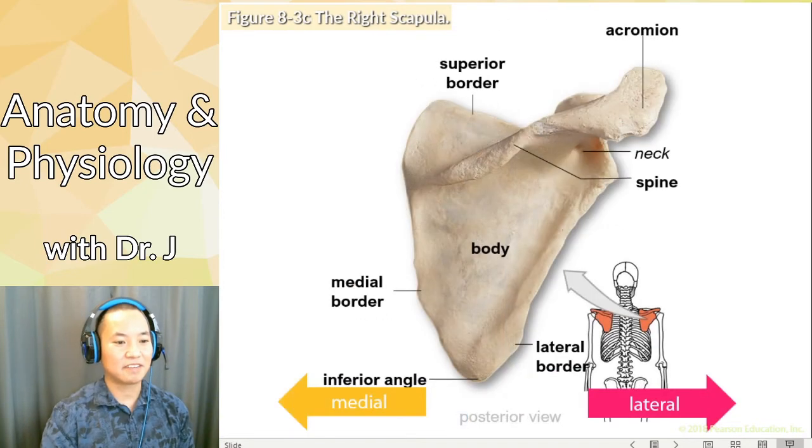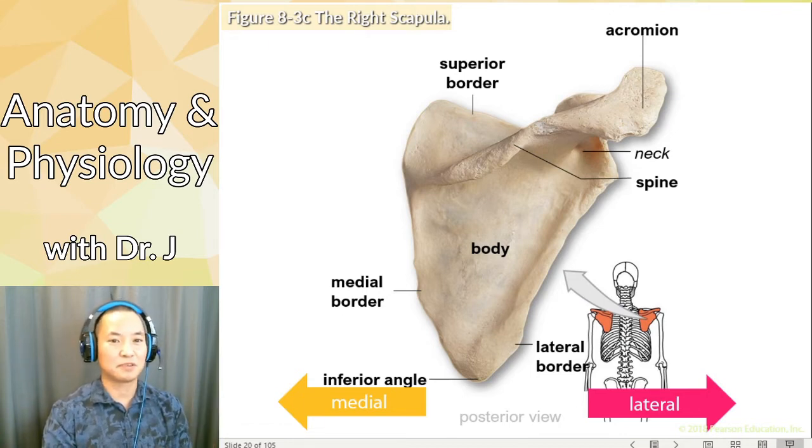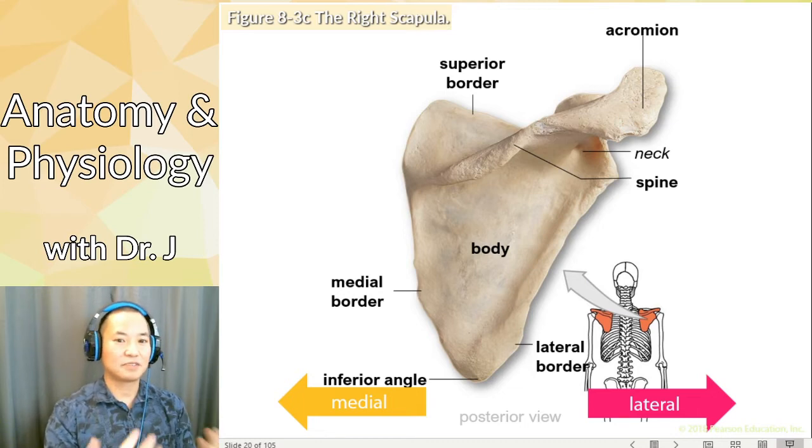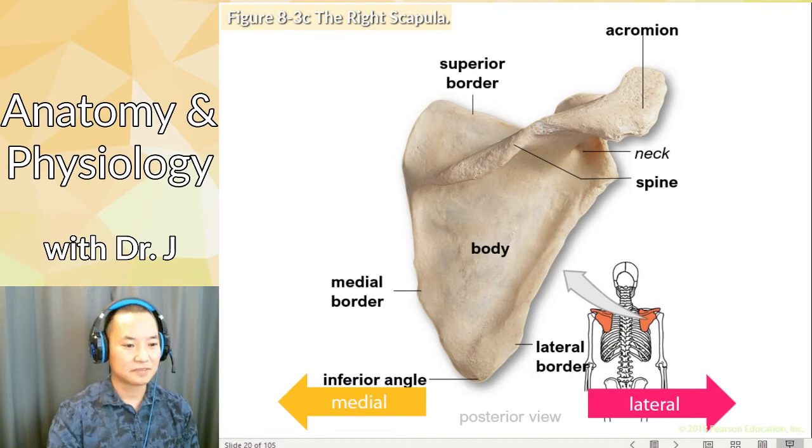And then now we have the back. The spine of the scapula is kind of like a book spine. It's a prominent ridge. And here we have the superior border, acromion, and medial border. Again, we're trying to orient ourselves, so you should be familiar with basically all the different views of the scapula, like the anterior, posterior, and lateral view.